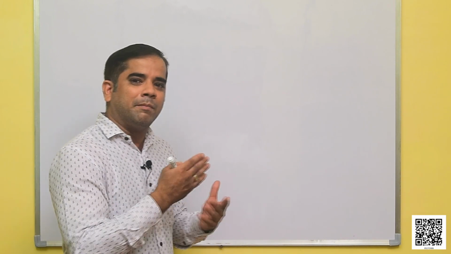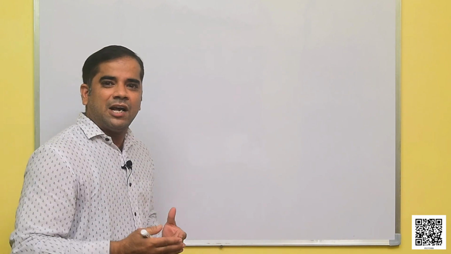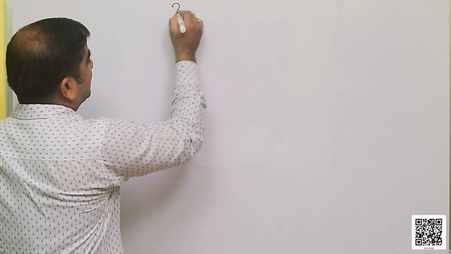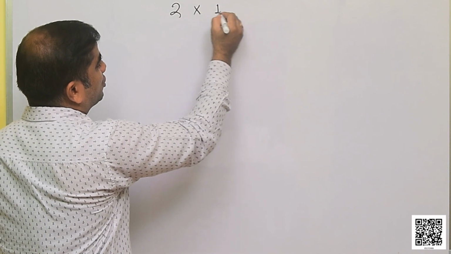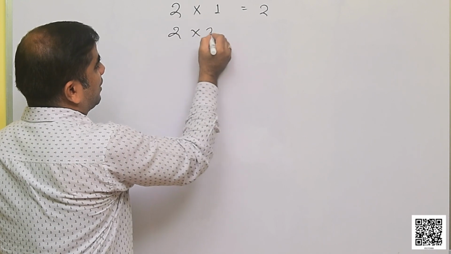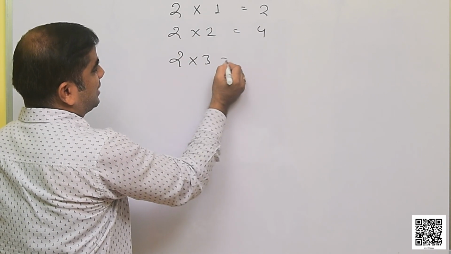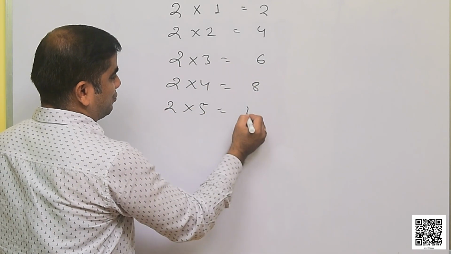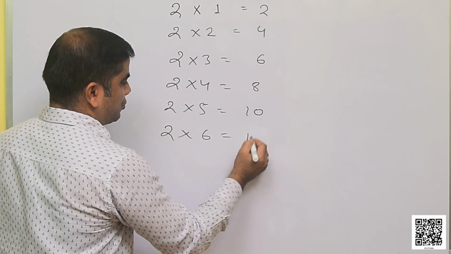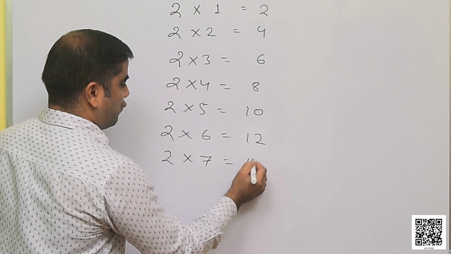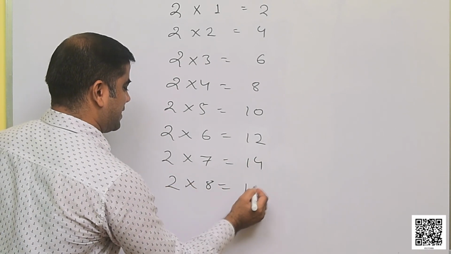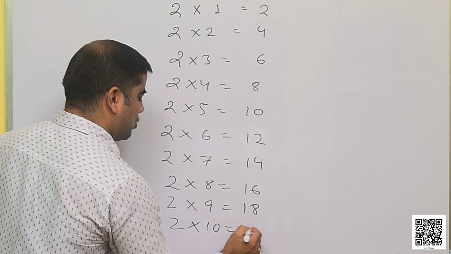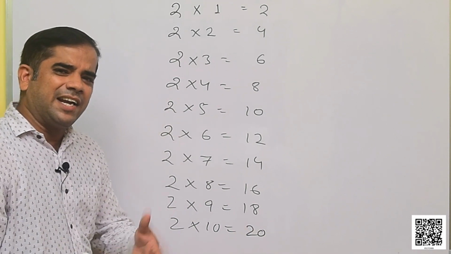Okay, so what is then the multiple? Let's take the example first. We know about the multiplication table, isn't it? Just like, for example, the 2 table: 2 into 1 is equal to 2, 2 into 2 is equal to 4, 2 into 3 is equal to 6, 2 into 4 is equal to 8, 2 into 5 is equal to 10, 2 into 6 is equal to 12, 2 into 7 is equal to 14, 2 into 8 is equal to 16, 2 into 9 is equal to 18, and 2 into 10 is equal to 20. So is there any relationship?